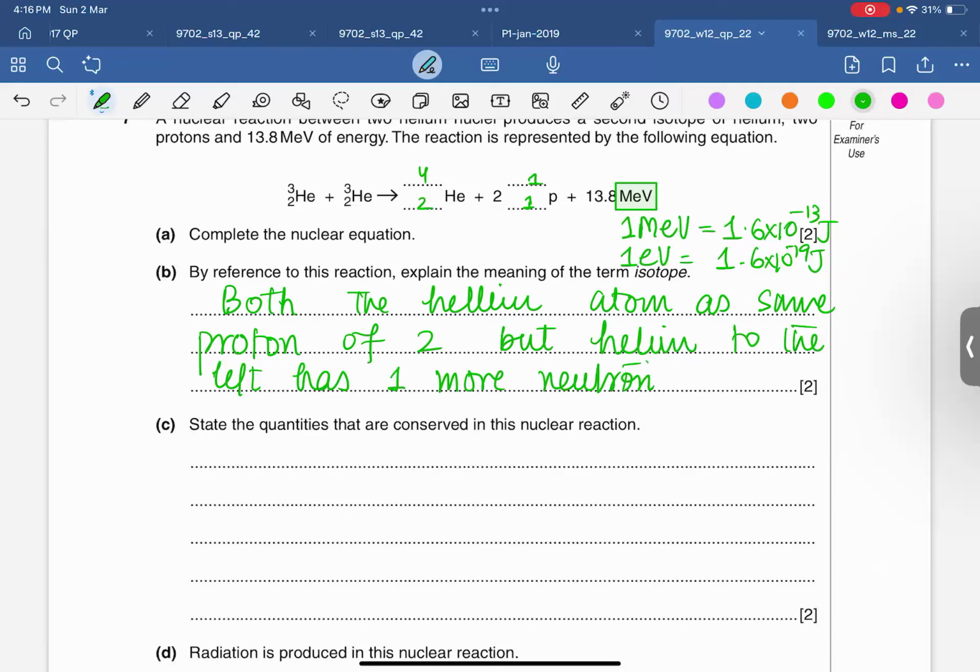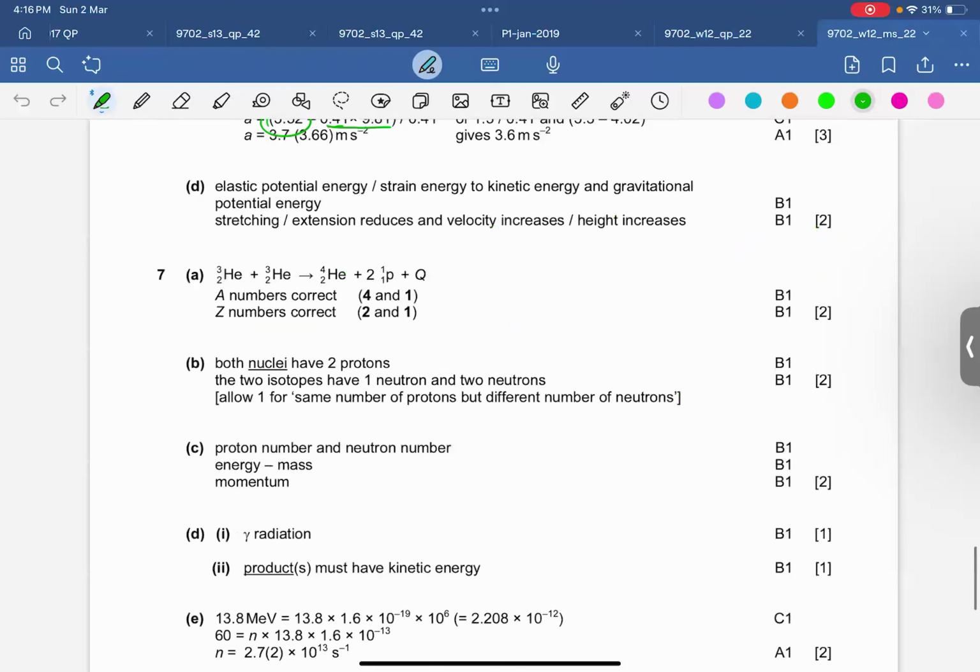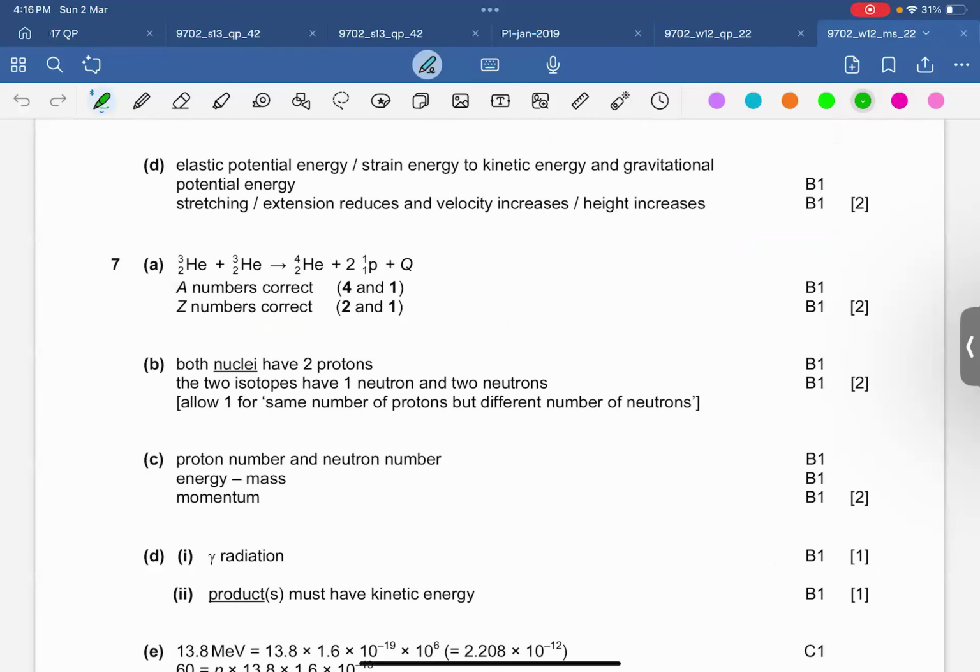If they ask you the definition, and they also ask you to relate it with a case, you also have to relate it with the case. Otherwise, maybe you lose the mark. Let me show you. They're saying both the nuclei have two protons.